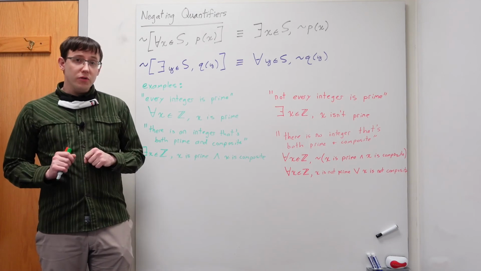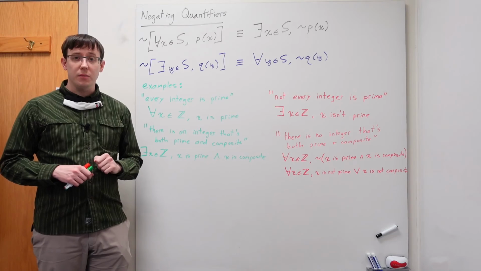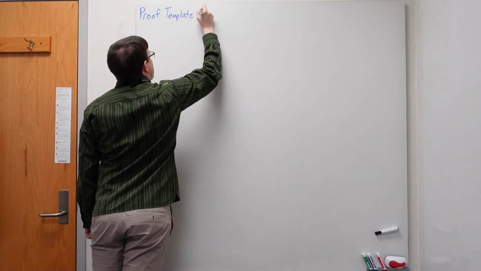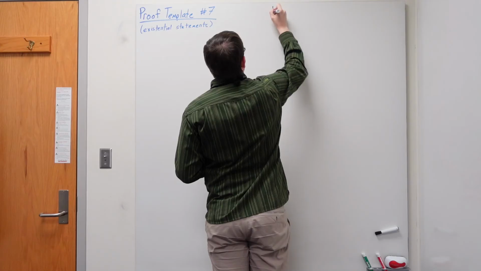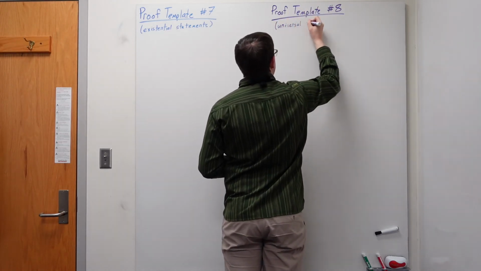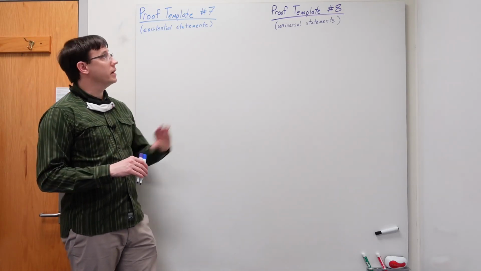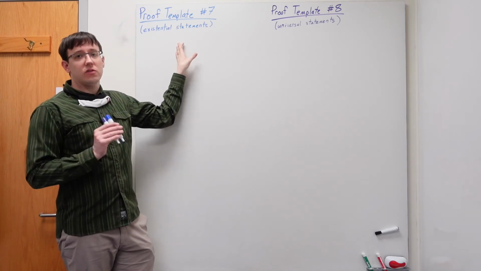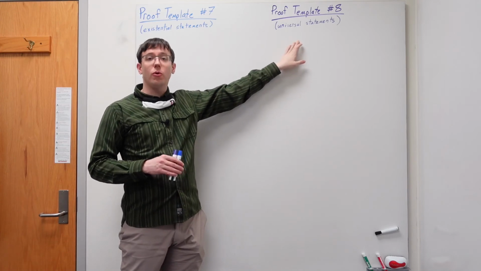So let's talk about proof templates for universally and existentially quantified statements. So we'll have an example of a proof template for existential statements with a there exists quantifier, and another proof template for universal statements with a for all quantifier.